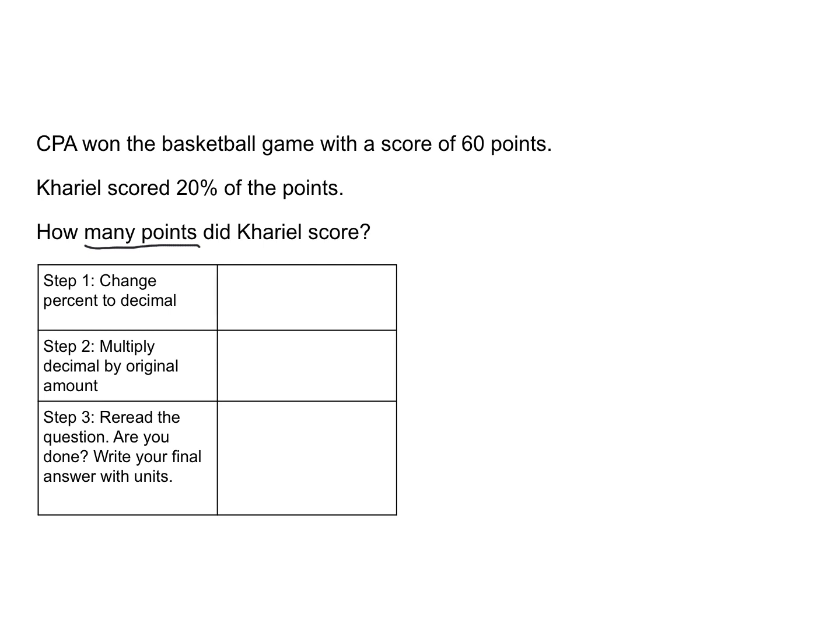So our first step is going to change the percent to a decimal. Equals 0.2. Then we're going to multiply the decimal by our original amount. I just want to say 0.2 and 0.20 are the same thing, times 60. So then we can put that into the calculator, and that equals 12. So let's think.